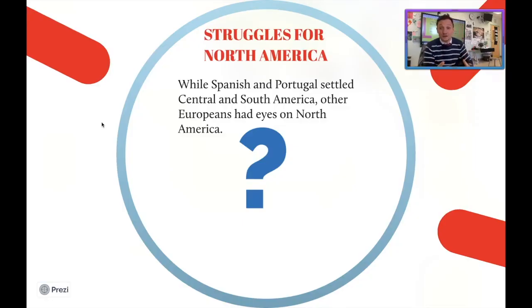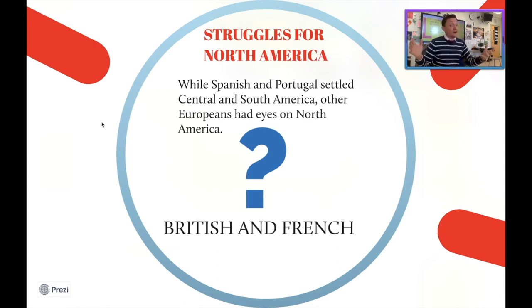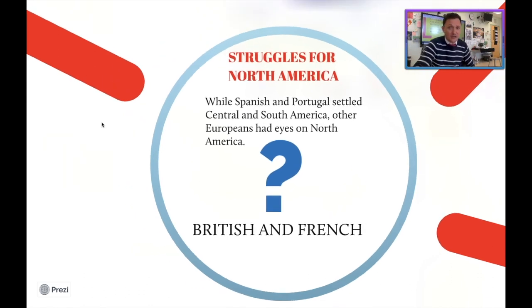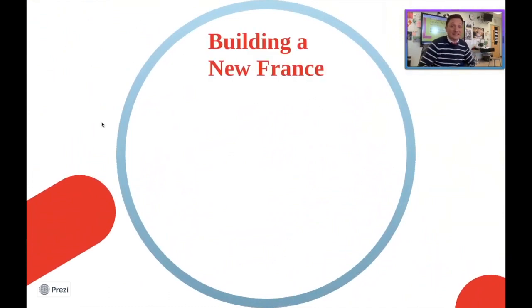Well, for either of you three that I put on there, or for any of you that said British and French, you are correct. The English and the French are going to be the two that try to go in and colonize most of North America. Now, the French are going to show up and basically attempt to build what you could refer to as a new France. And we are going to start right there when I see you again in class.